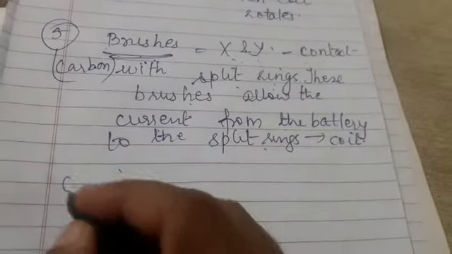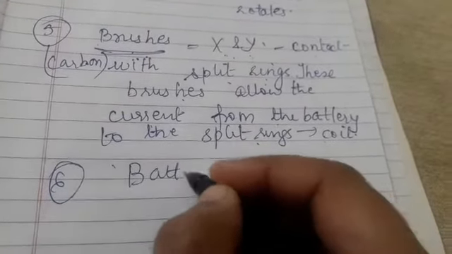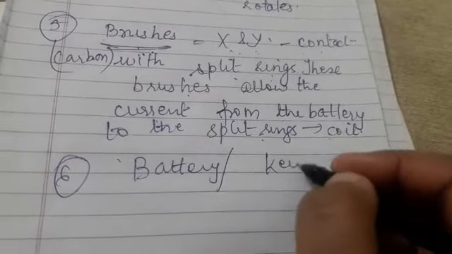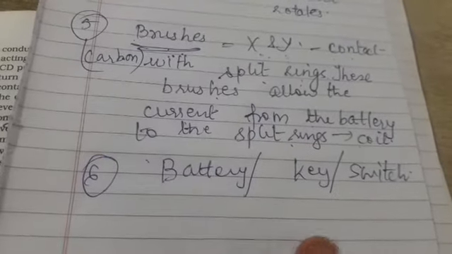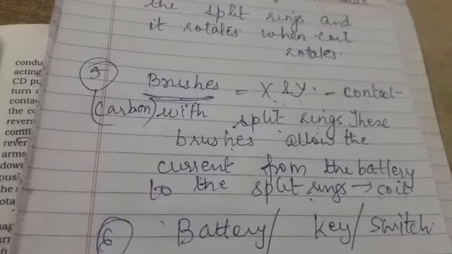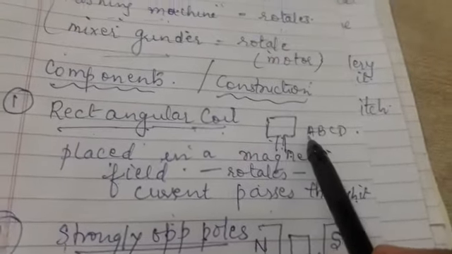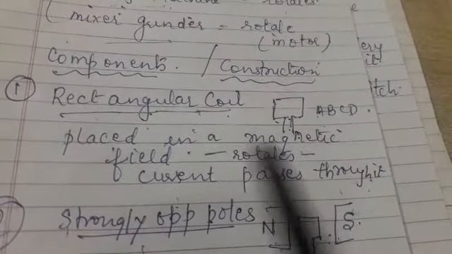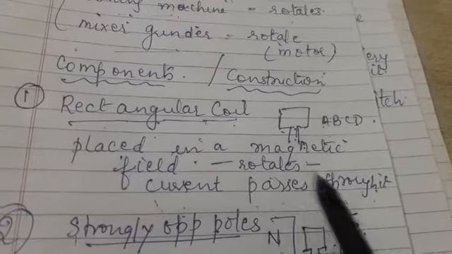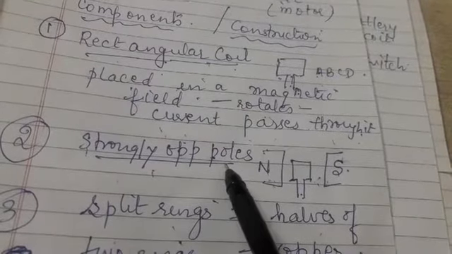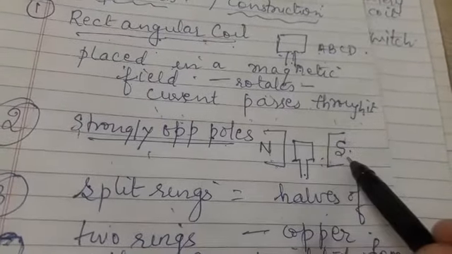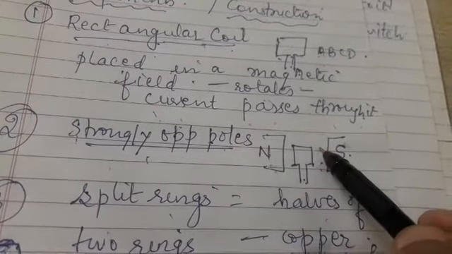Then obviously we need a battery, and we also need a key, also called a switch. So these are the components of the motor, right? So I will quickly revise. See, rectangular coil, which will look like this, we name it as ABCD. It is placed in a magnetic field. It rotates when the current passes through it. You will learn these points today. Then it is placed between strongly opposite poles, that is a magnetic field, north and south. This is how the placement of the coil is shown in the diagram.